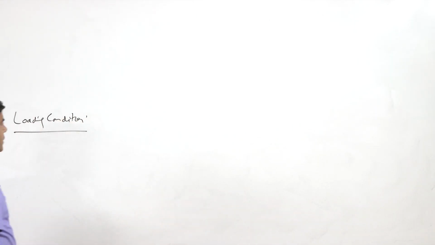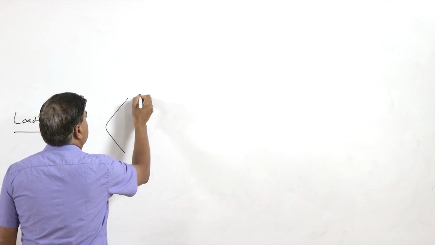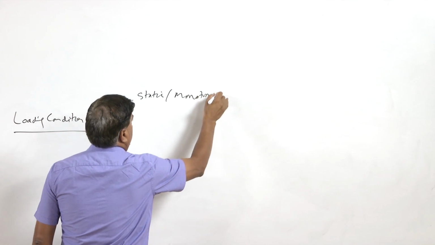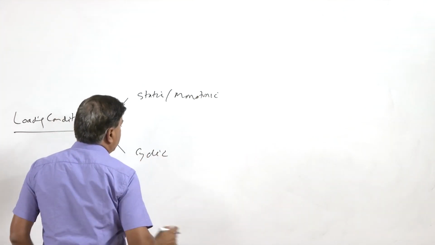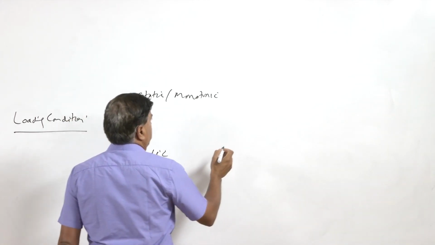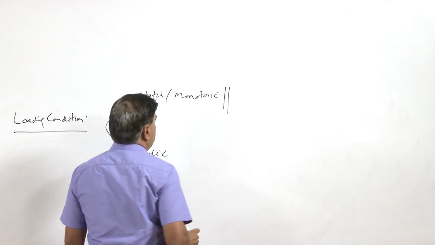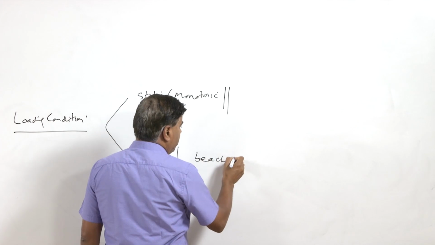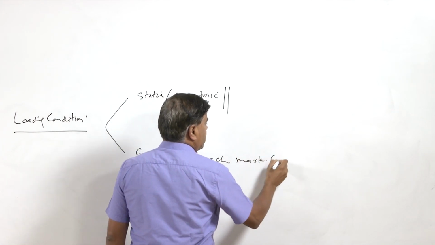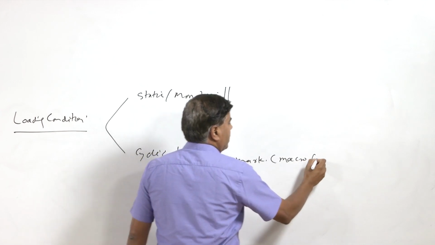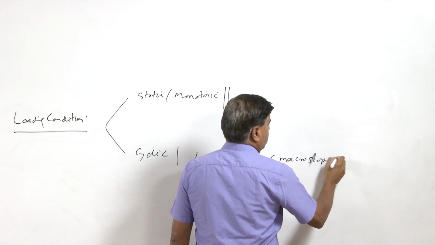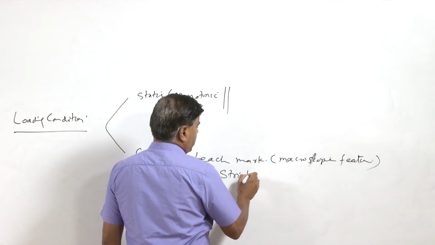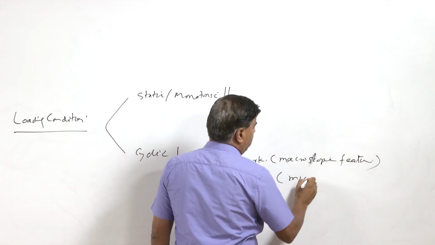So, with regard to the loading conditions, loading can be static, or monotonic, or cyclic, where the load is varying or fluctuating. So, cyclic loading in case of the monotonic loading and in case of the cyclic loading. In case of cyclic loading we can see the beach marks, which is a macroscopic feature, or we get the striations on the fracture surface, striations which is a microscopic feature.